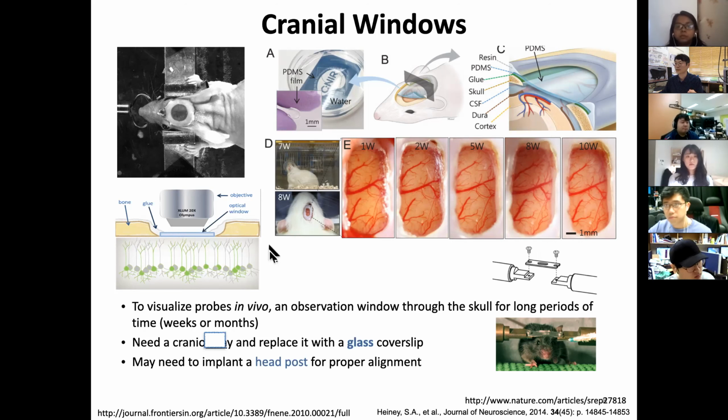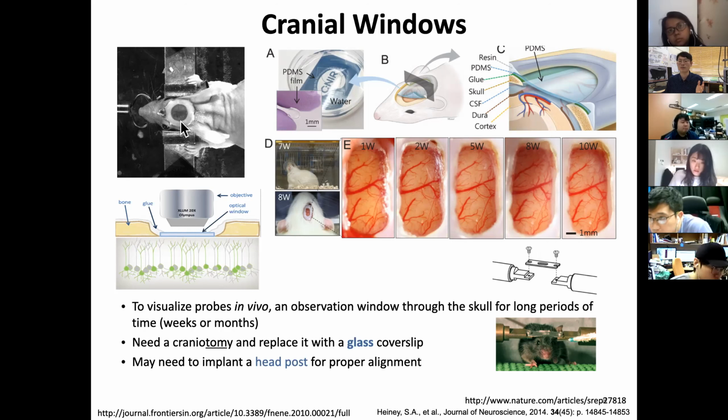So let's see. We need a craniotomy, which I'm sure everyone knows, because you have to cut the cranium bone and replace it with a glass cover slip. And the important thing is we are talking about microscopy. So this is one type of microscopy, but you need to really fix the head when you do a microscopic experiment.